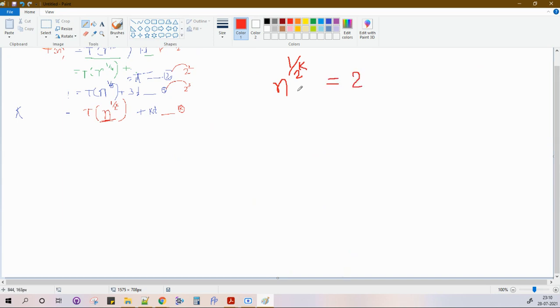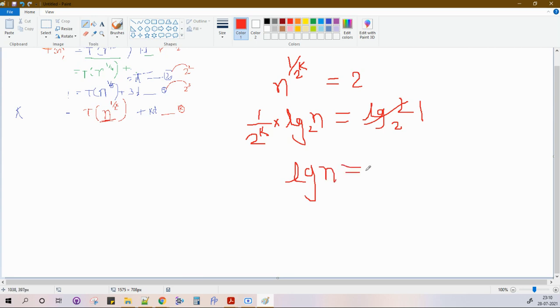right? Now, if I take log on both sides, this exponential would be in multiplication. So I will have 1 by 2 raised to k multiplied by log n, and I am taking log of base 2. And if I take log base 2 of 2, it would be 1 actually. So if I take this denominator to this side, then it would look something like this. Log n is nothing but 2 raised to power k.